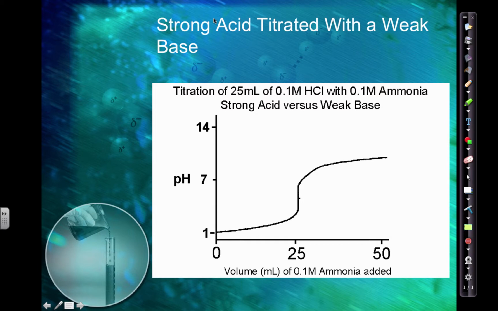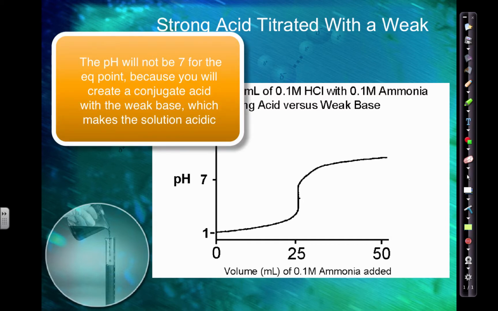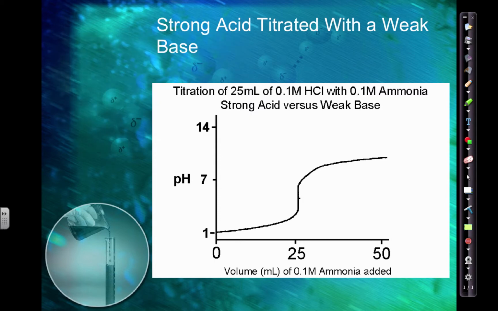So basically, if you're trying to figure out where the equivalence point should be, the stronger of the two will essentially win. So if you have a strong acid, your pH should be below 7. If you have a strong base, your pH will end up above 7, or your equivalence point.